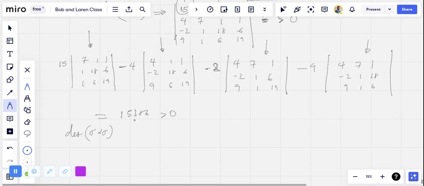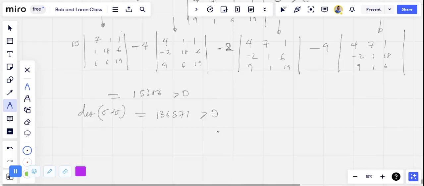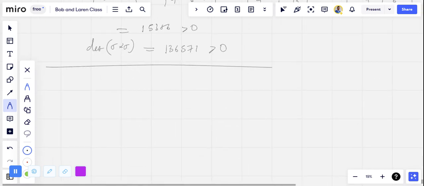There should be a shorter way of doing this question, yes, but I prefer this to the other methods. So for the determinant of the 5 by 5 now, you can try to solve it on your own. You have it as 136,571, which is still greater than zero. So since the determinant of all these submatrices is greater than zero, we can conclude that the matrix is positive definite. And that's how it works. That ends the proof for that.